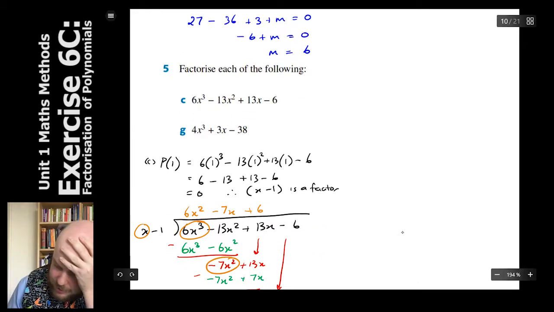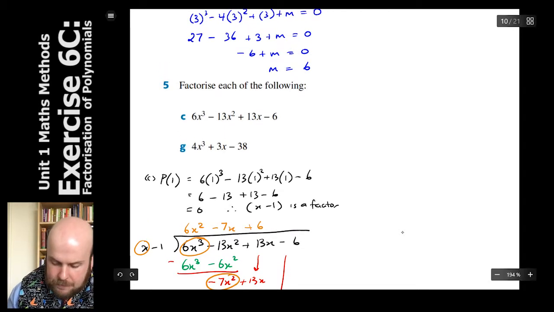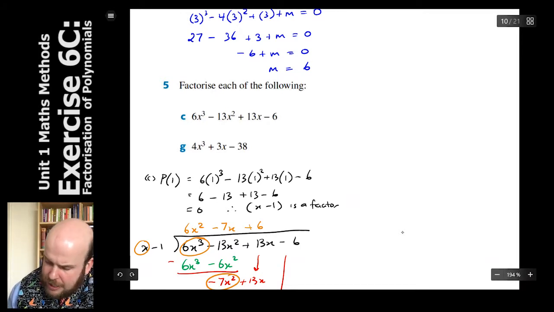For part G, as a reminder, when we do our division, we'll need to make sure that we include a 0x squared because we don't have any x squareds here. My guess for this one would be to try P of 2, because that might knock something out, I reckon. So 4 times 2 cubed plus 3 times 2 minus 38. Ooh, 38.